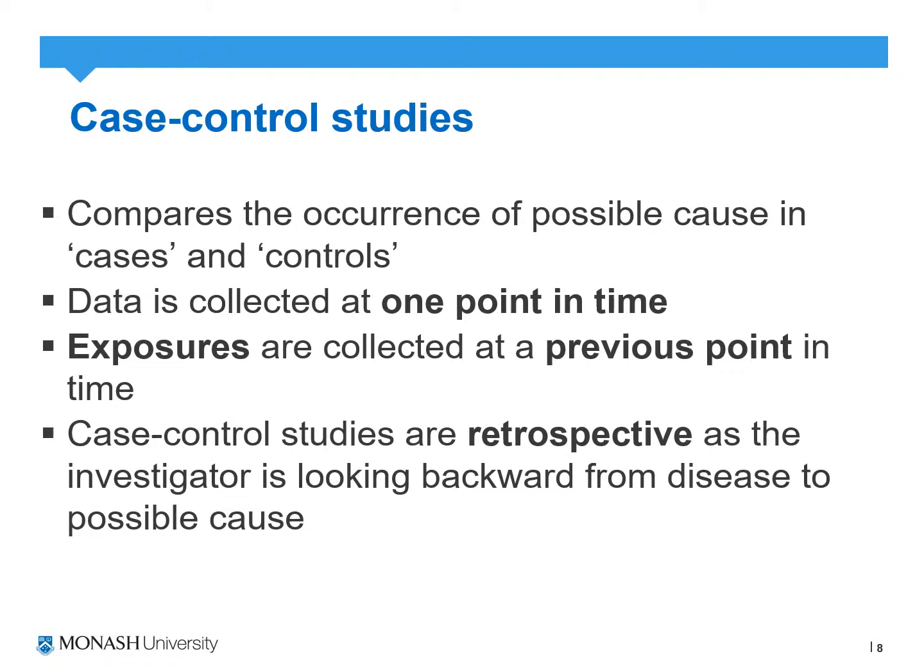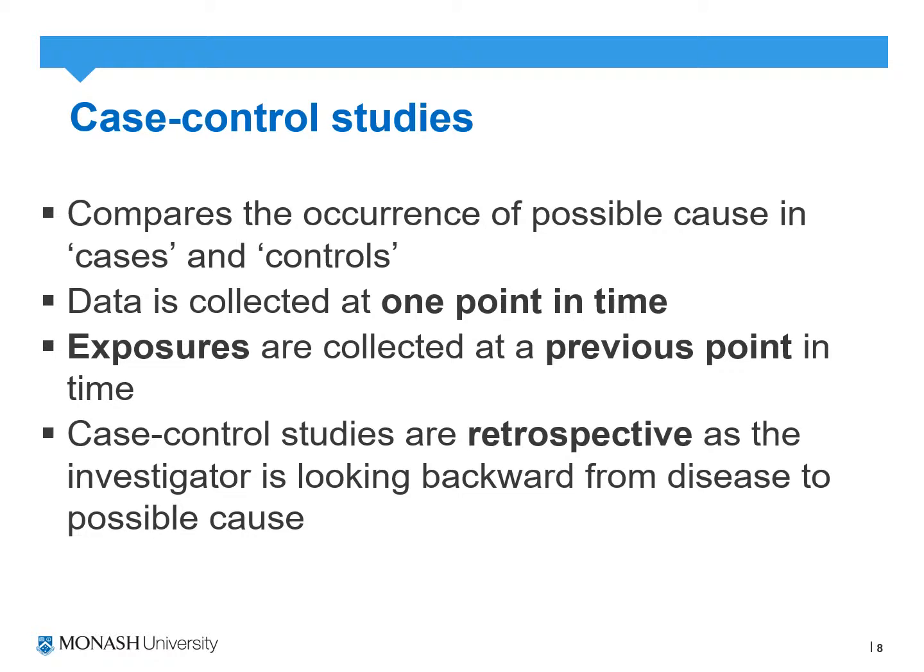So now we come into, I guess, some trickier study designs. And the first one, which is commonly used in clinical research, not so much in health promotion and public health evaluation, but it's still useful to know. And that's what we call a case control study. So it compares the occurrence of a possible cause of a disease or outcome across what we call patients that are cases and those that are controls.